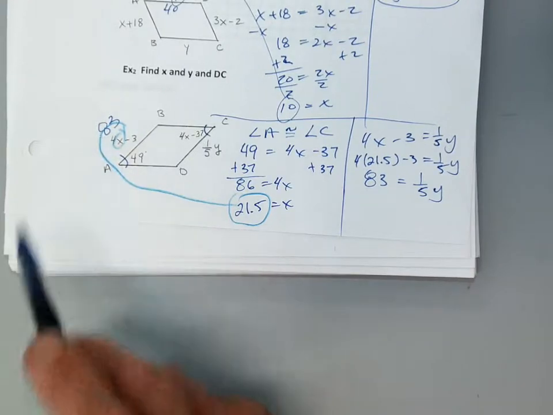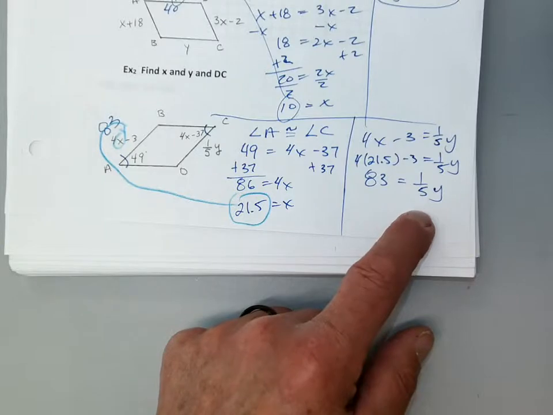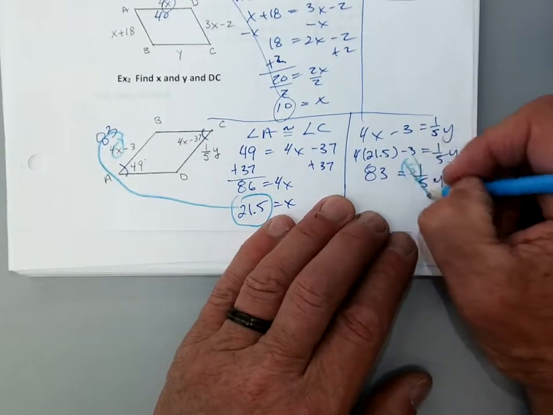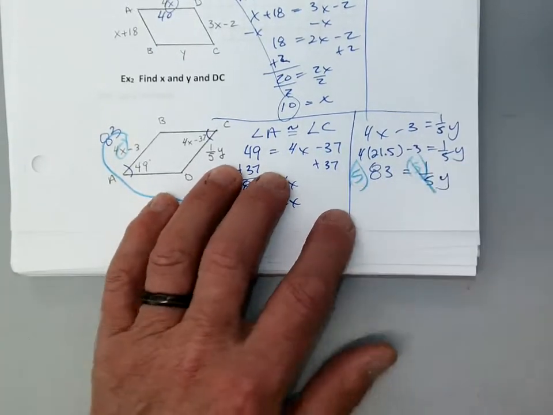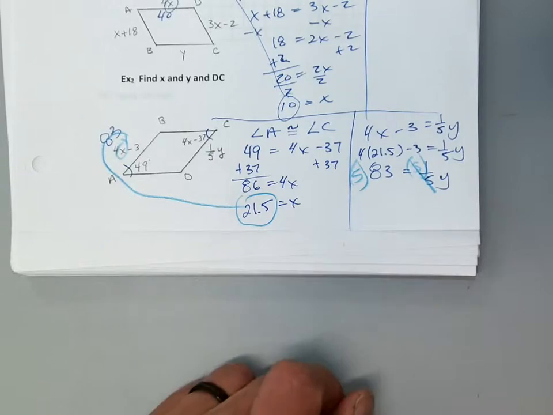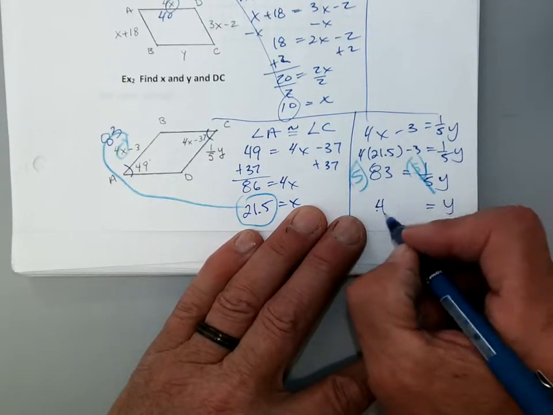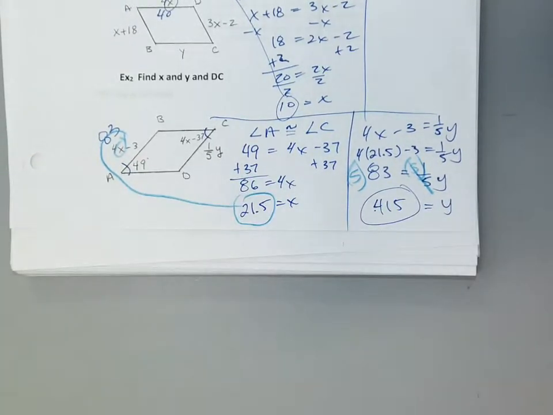Okay. So let's solve for y. I'm going to multiply by 5, because if I multiply by 5, it'll cancel it. Multiply this side by 5, right? What's 83 times 5? I get 415. So y is equal to 415. Okay? So all it is is just algebra, using what you know. Ready to turn the page?